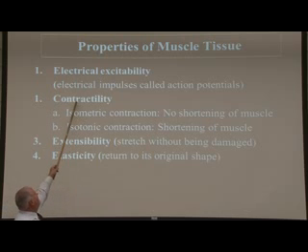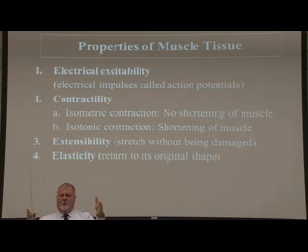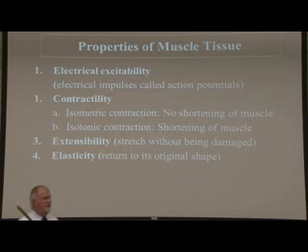So not only does it have to be electrically excitable, but it has to have contractibility. So the muscles essentially have to be able to go from a relaxed state where they're longer to a contracted state where they're shorter. And it's that shortening of skeletal muscle that allows for actions to actually occur at joints. So we have muscles that contract against joints collectively.